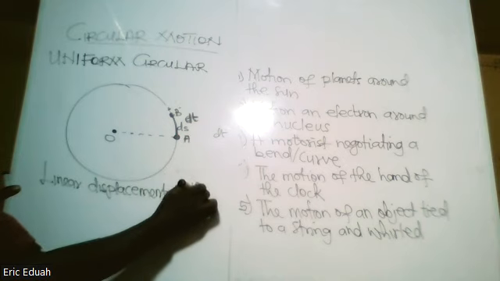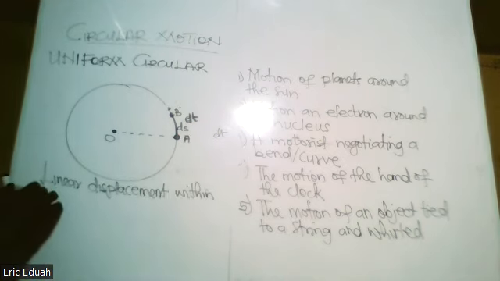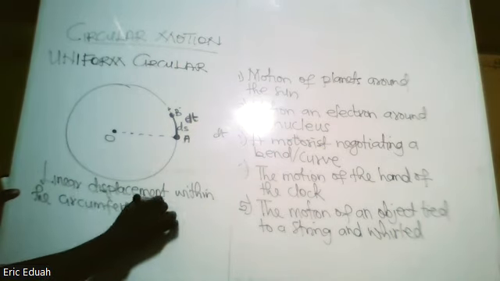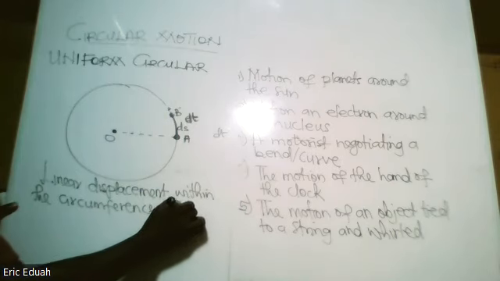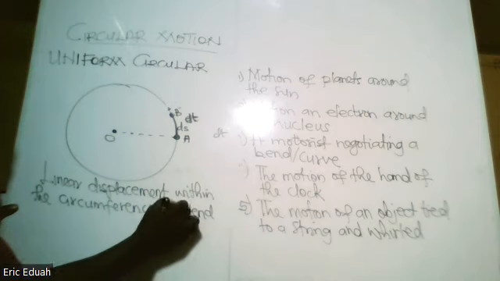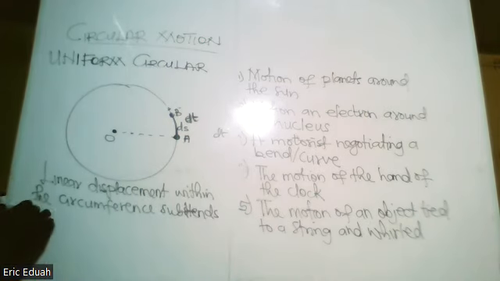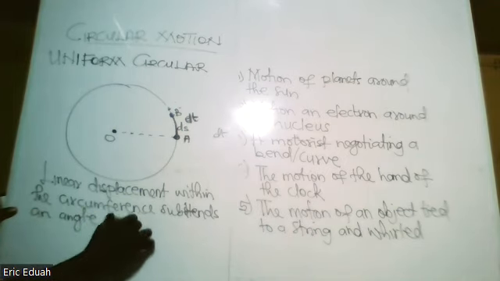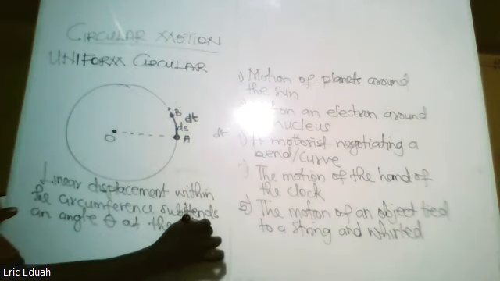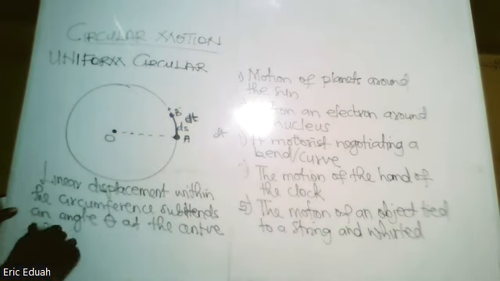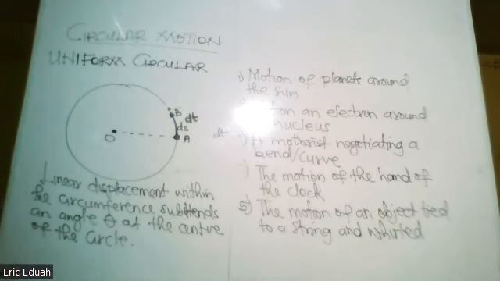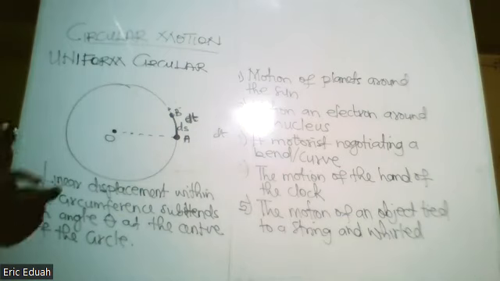Linear displacement within the circumference of the circle subtends an angle theta at the center of the circle. Okay, now the greater the linear displacement, the greater will be this angle subtended at the center.